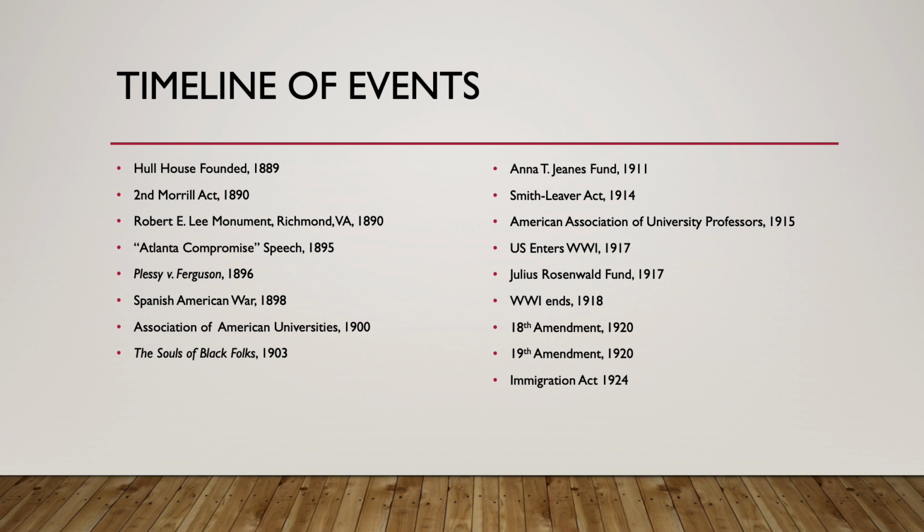You also have the Robert E. Lee Monument going up in 1890. This brings up another idea that was popular at the time, the idea of monuments commemorating the Civil War dead, especially from the Confederate side. You also have a look at some of the racial issues going on here, and you can always come back and look at this slide or look at the lectures later on.